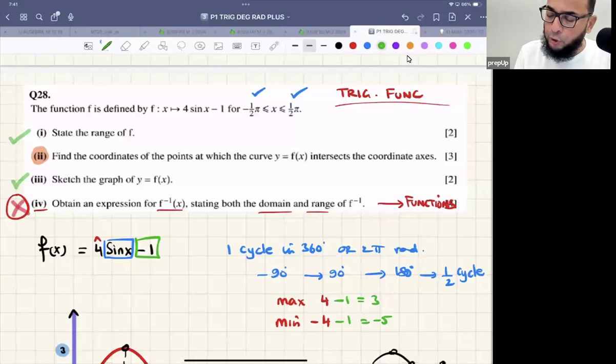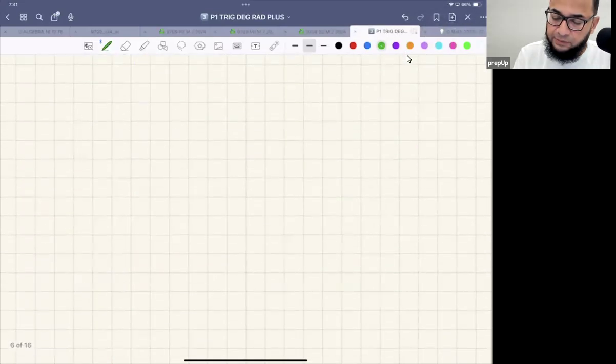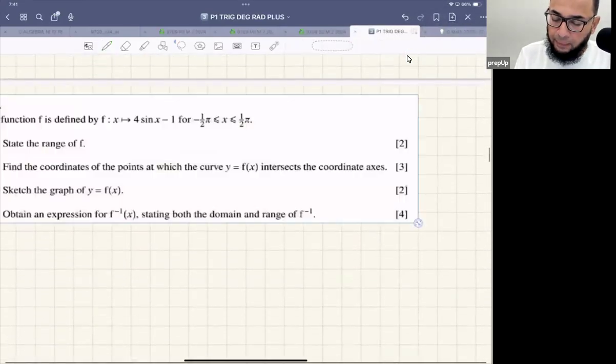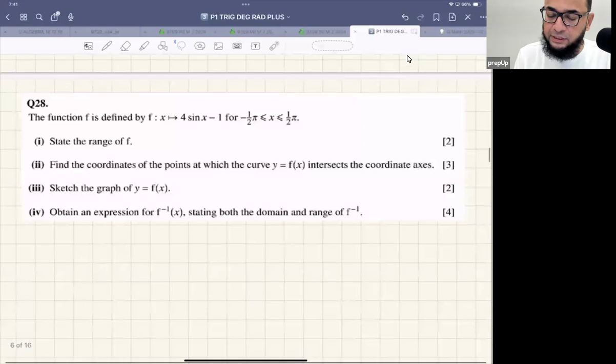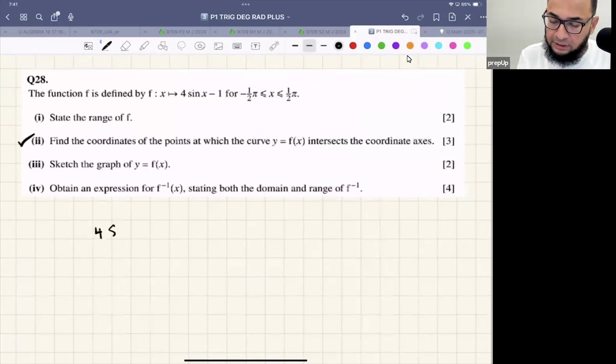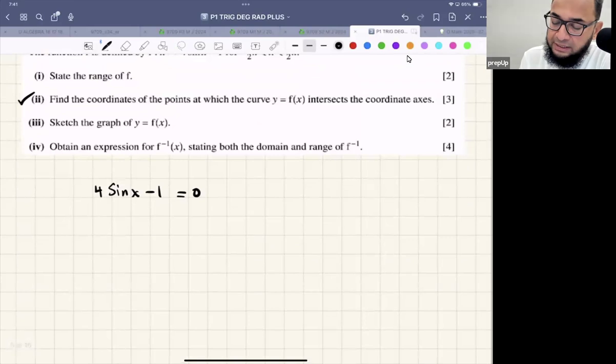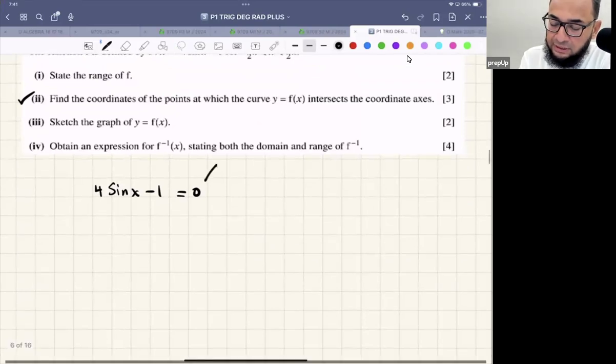Find the coordinates of the point at which the curve intersects the coordinate axes. So let me just copy this. Let me take it to the next page and let me solve this. Now I'm doing this part. Second part, 4 sine x minus 1 equals 0. This is for the x-axis, so y is equal to 0.